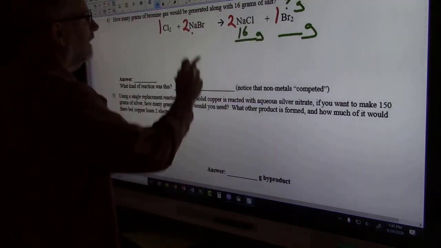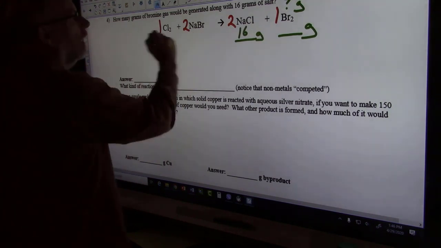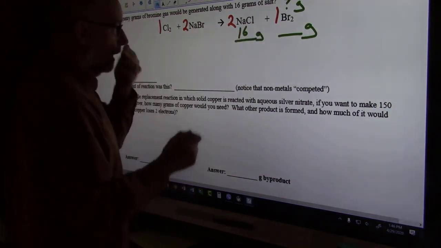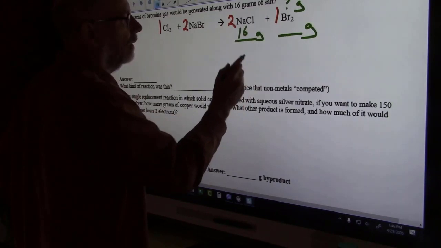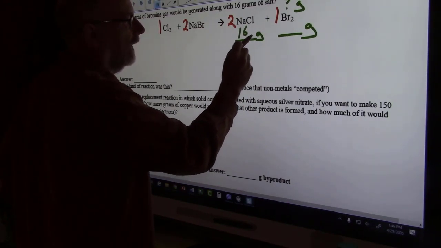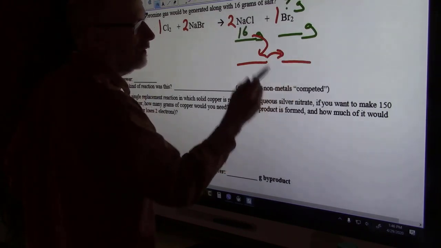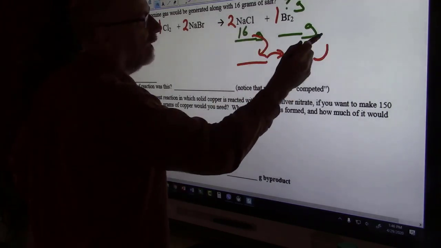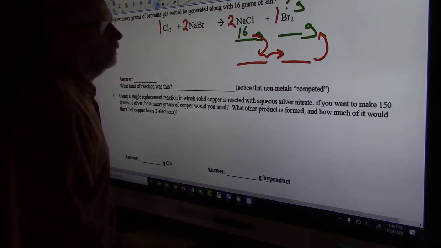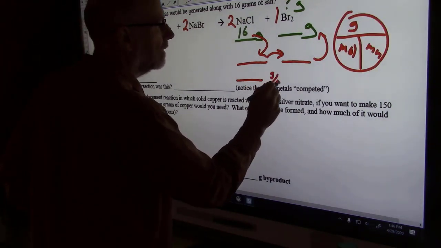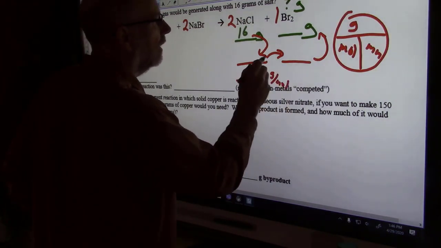I don't have to bother with anything over here. And I'm going to focus on this side over here. I need to get the grams of this. So what I'm going to do is I'm going to go from grams to moles, and then moles to moles using my 2 to 1 ratio, and then I'm going to calculate the grams of this. Grams, it's getting kind of messy, isn't it? And then here's moles.